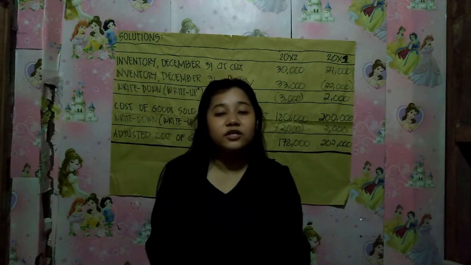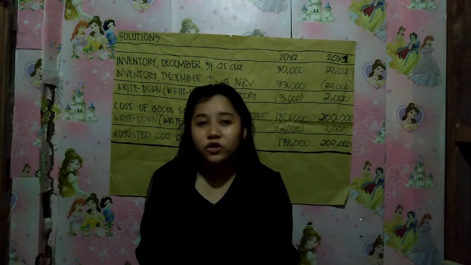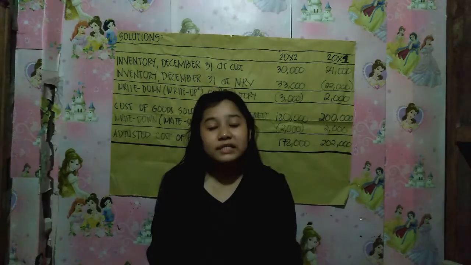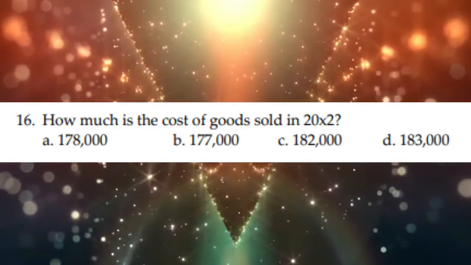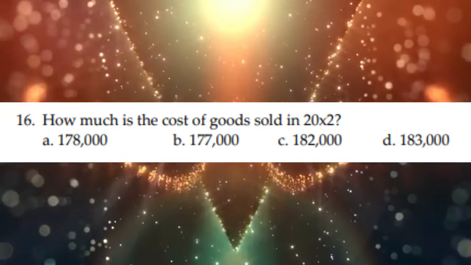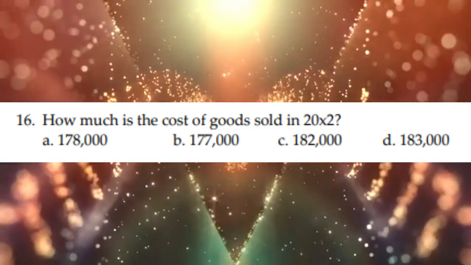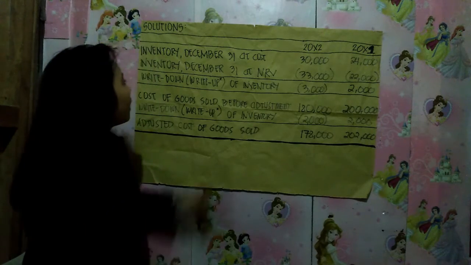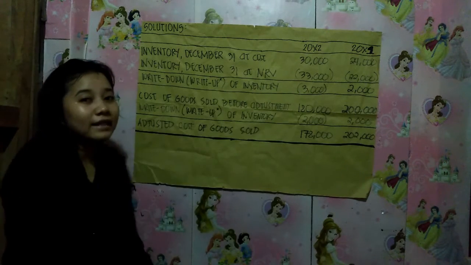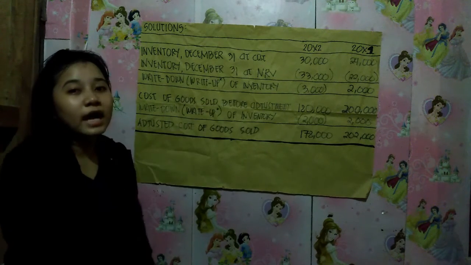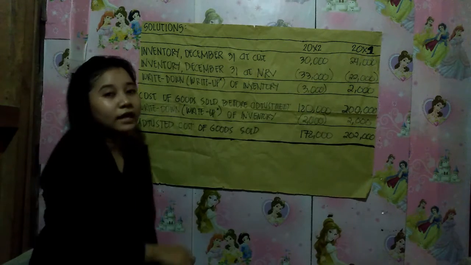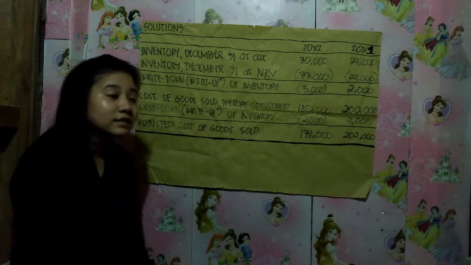In problem 16, it is connected to the information in 15. So, the question in 16 is, how much is the cost of goods sold in 20x2? So, to solve number 16, this is the solution. The inventory of December 31 at cost, inventory of December 31 at NRV. This information is in the information for 15. They are connected to 16.